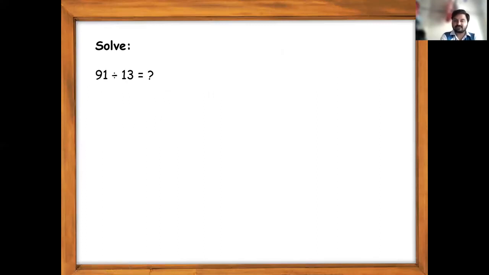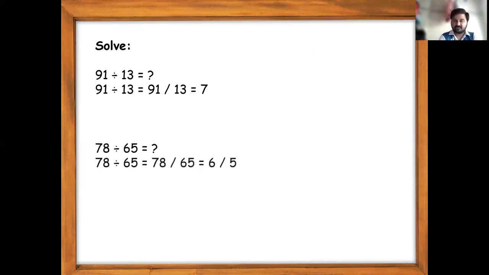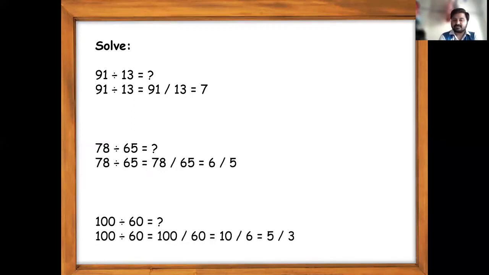Now solve this sum. Excellent. Those who are getting the answer as 7, you all are correct. And divide this one as well. Very good. 6 by 5 is the correct answer. What would be the answer for this? Yes, 5 divided by 3.